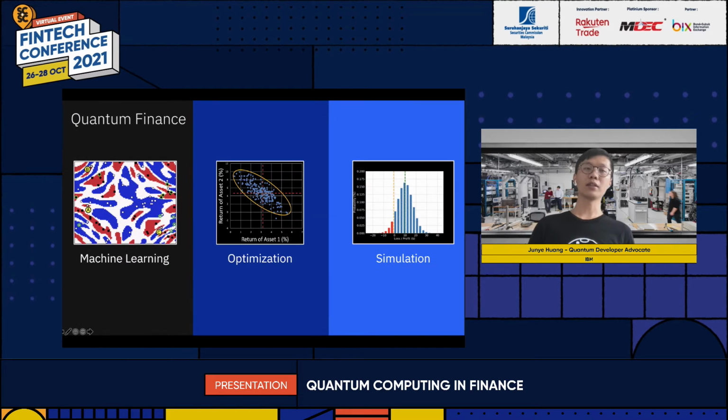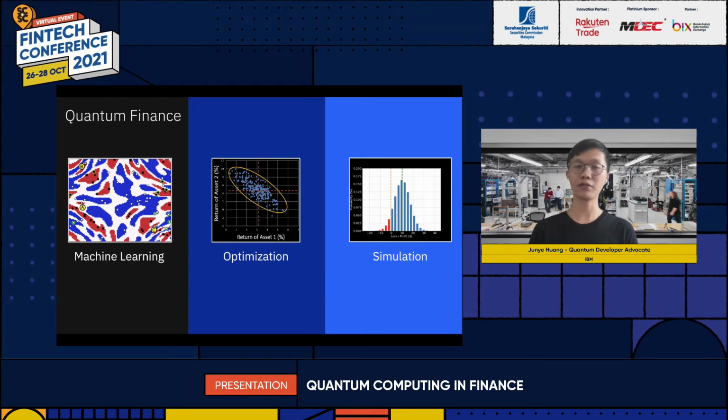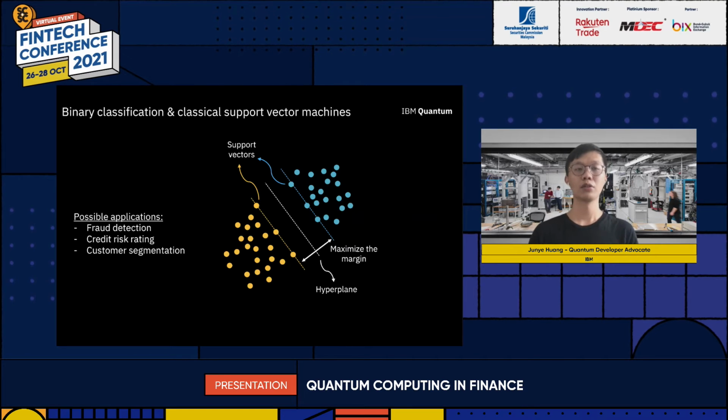So in IBM Quantum, we see solving problems in finance. We can roughly divide them into 3 different classes of problems in the finance sector, namely machine learning, optimization, and simulation, which I will touch upon in these 3 areas. First is machine learning. Machine learning can be used, for example, for fraud detection, credit risk rating, and customer segmentation. Here is a machine learning model called support vector machine, which is used in classical machine learning, and I'll show you how a quantum computer can be used to improve it.